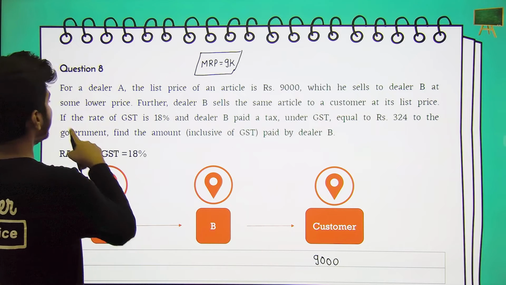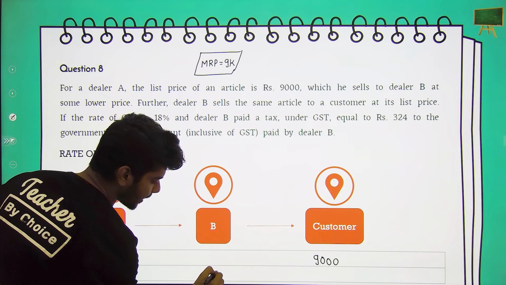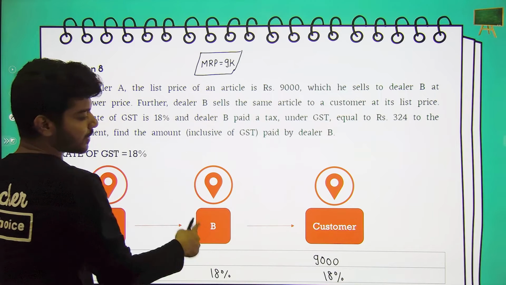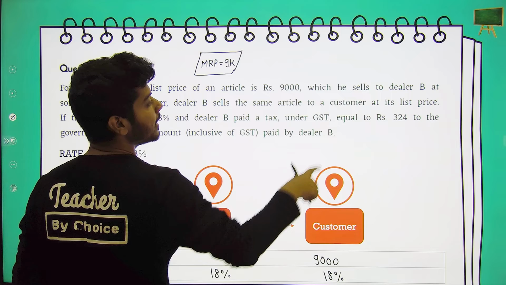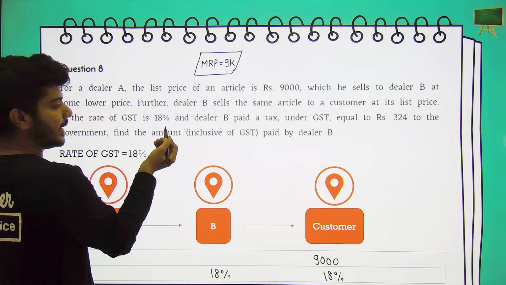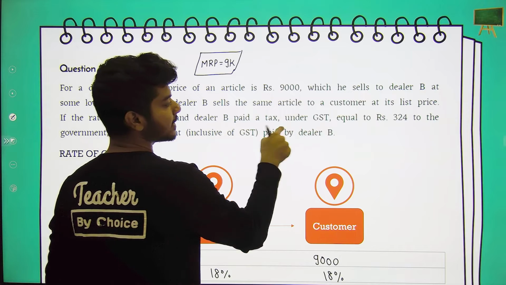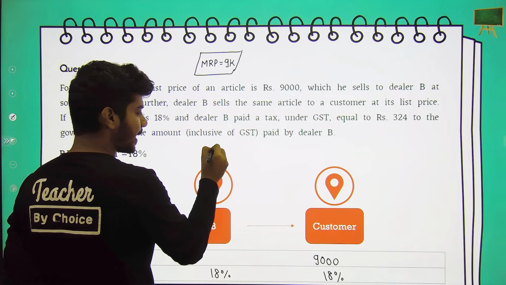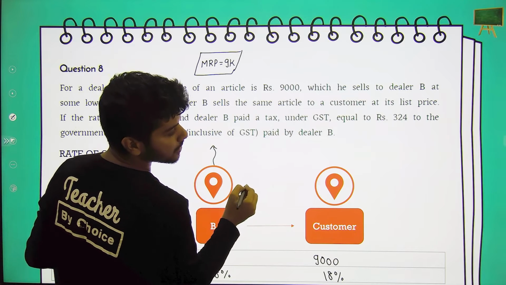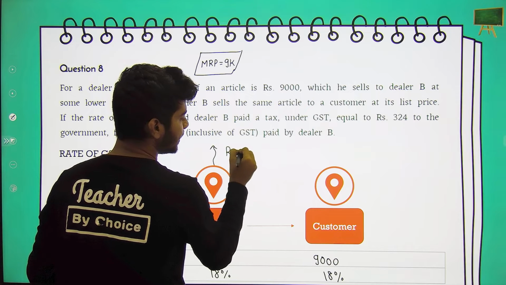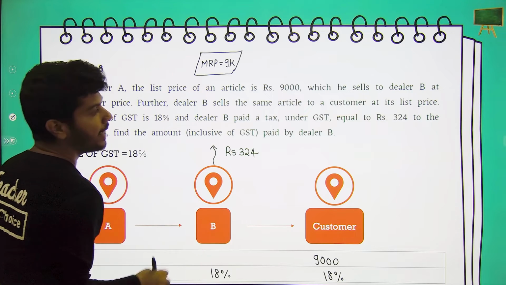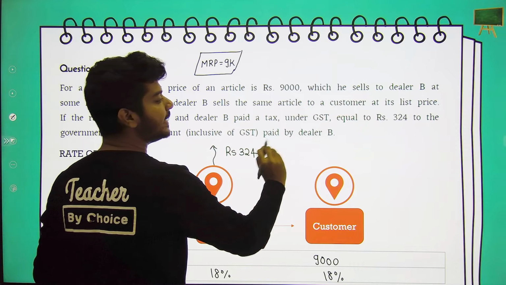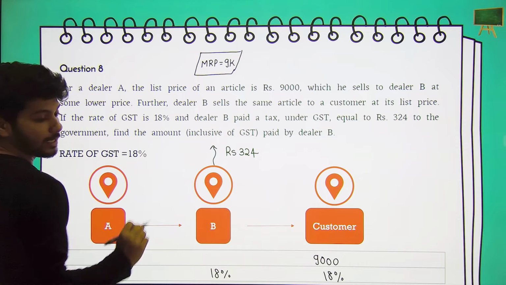Now if the rate of GST is 18%, so can I say 18% is the rate of GST for this person also, and this person also. If the rate of GST is 18% and dealer B paid the tax under GST equal to 324 rupees, see, B paid 324 rupees to the government. Now we are supposed to find the amount inclusive of GST paid by dealer B.